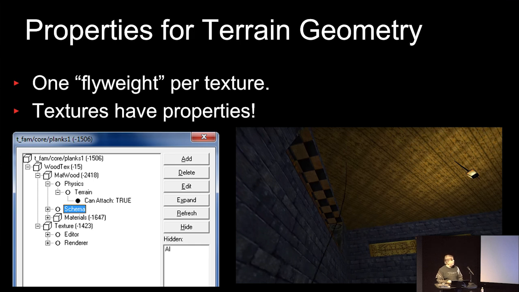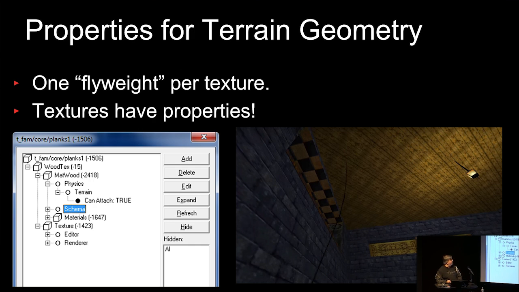Eventually, we had this problem where we wanted to attach properties to terrain geometry, right? We wanted to express that same idea for terrain geometry, but we couldn't really afford to have an object ID per polygon in the world because that was crazy in 1998. So what we ended up doing is we had one flyweight object per texture on the level, and so now all of a sudden textures can have properties, right? So here's a texture called Planks 1, and you can see that it has the wooden meta property, and it belongs to the texture archetype.